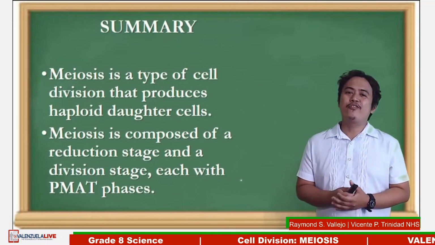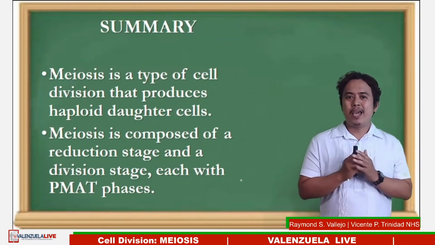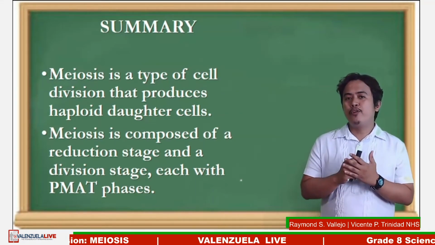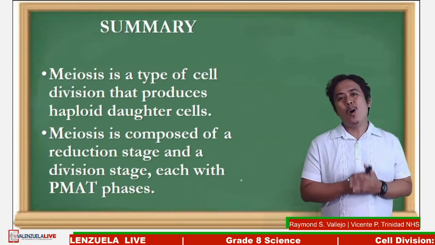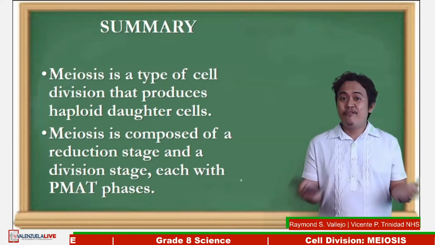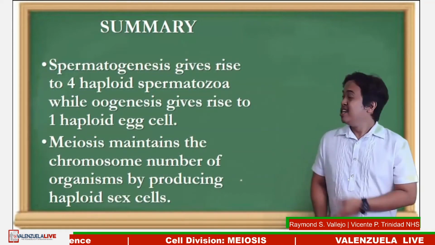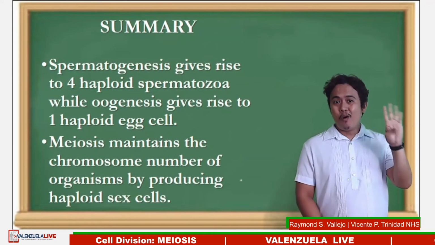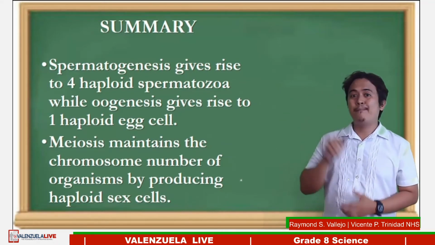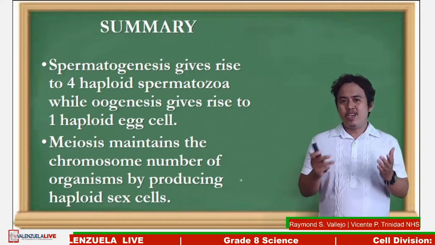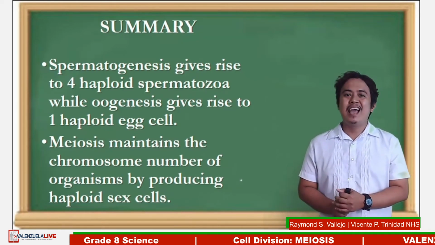Now that you have learned a lot for this session, let's list the most important points. First, meiosis is a type of cell division that produces haploid daughter cells. Second, meiosis is composed of a reduction stage and a division stage, each with PMAT phases. Spermatogenesis gives rise to 4 haploid spermatozoa, while oogenesis gives rise to 1 haploid egg cell. Meiosis maintains the chromosome number of organisms by producing haploid sex cells.